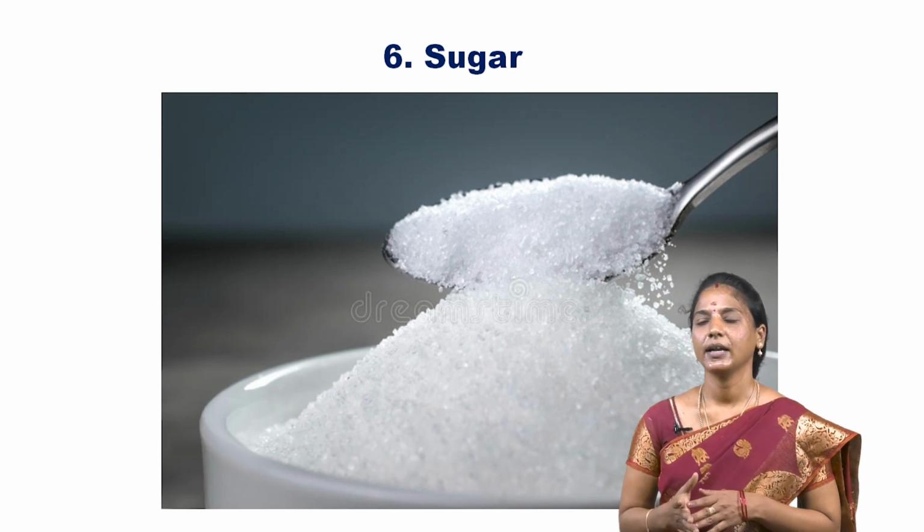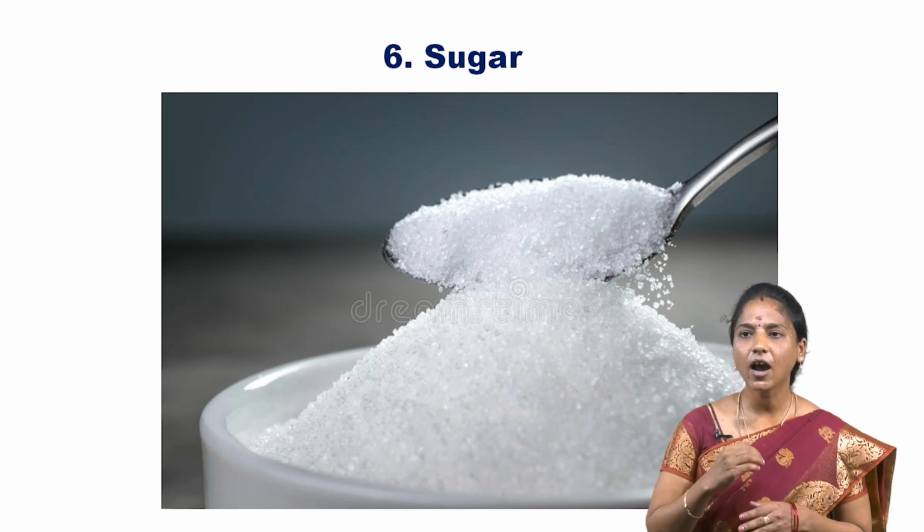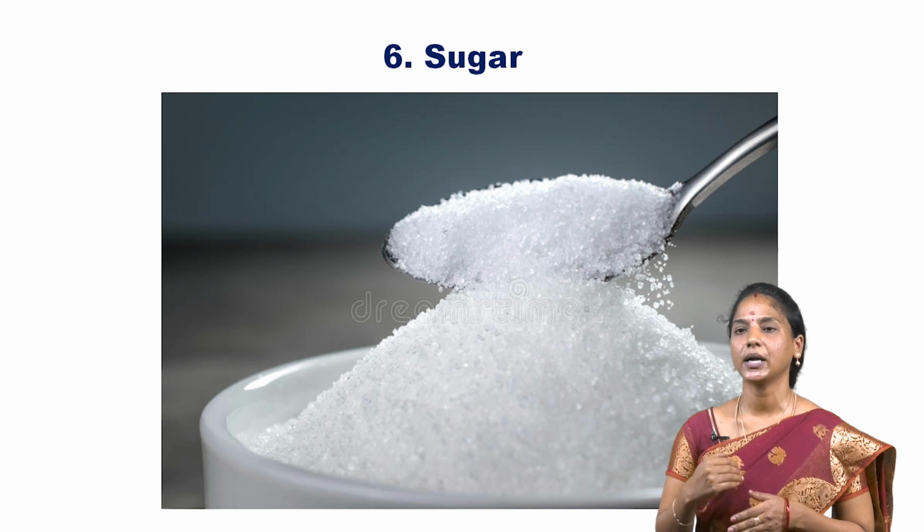Next one, sugar. The adulterant is salt powder. The method of detection: dissolve in a glass of water. Salt will settle down at the bottom.